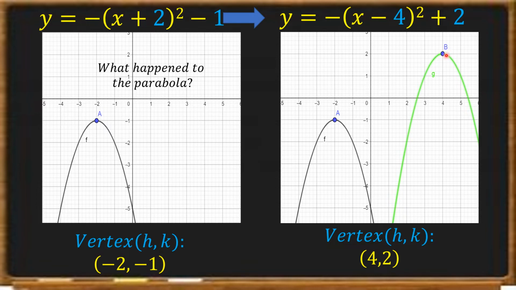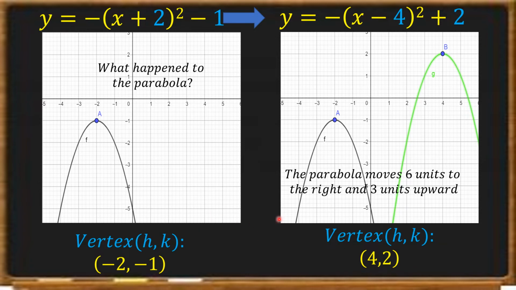Okay, to end here. Again, from this parabola, let's count 1, 2, 3, 4, 5, 6. So 6 units to the right. And then 1, 2, 3, 3 units upward to end here in this vertex. Okay, so that is, the parabola moves 6 units to the right and 3 units upward.